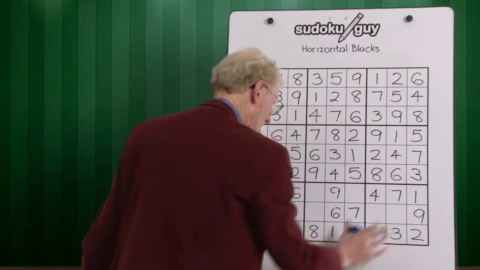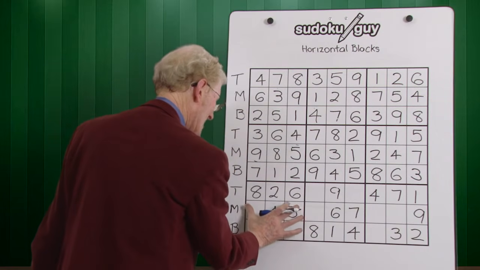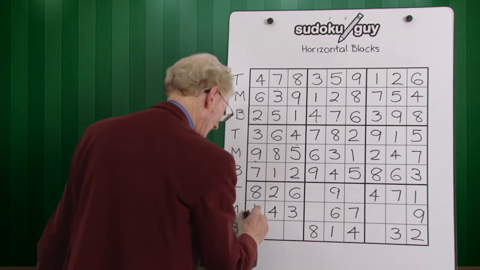We have a 1 in the top here, a 1 in the bottom here of that block. This one doesn't have a 1. It has to be in the middle, so it goes there.